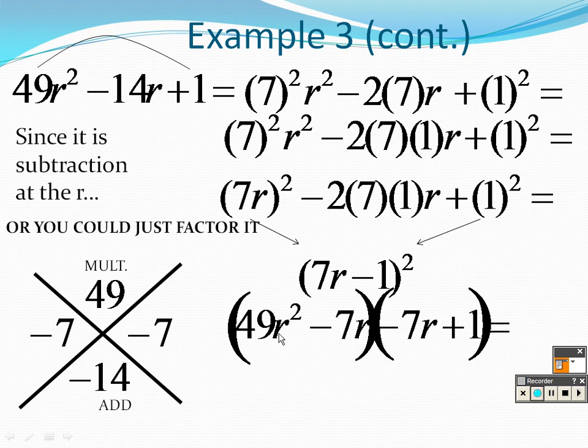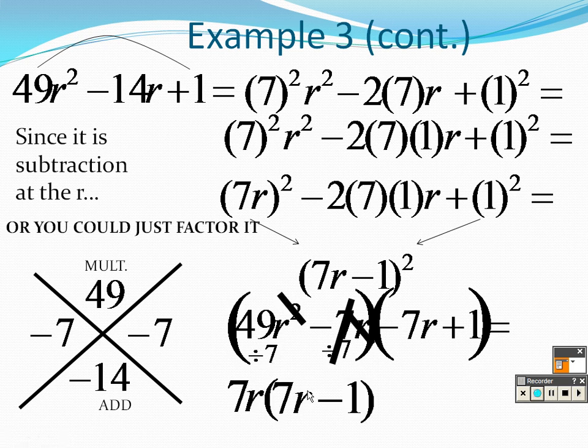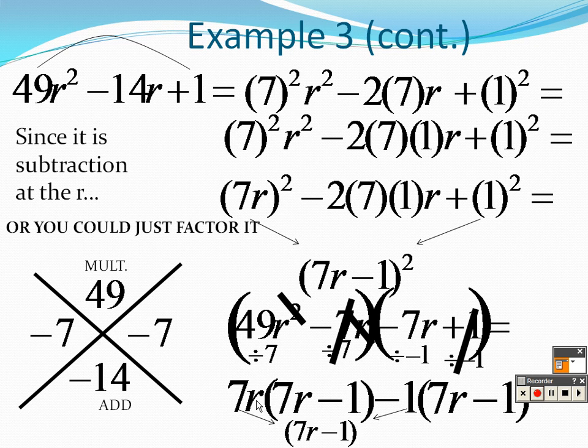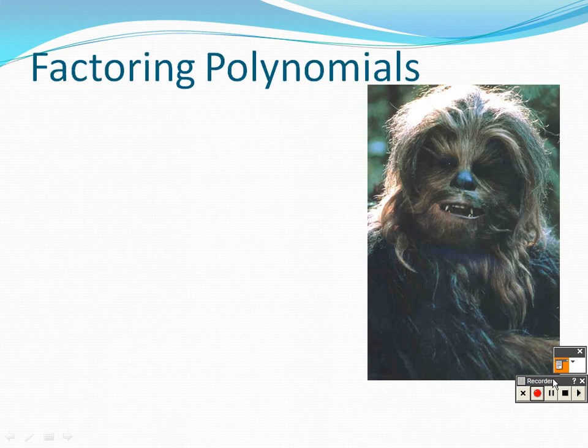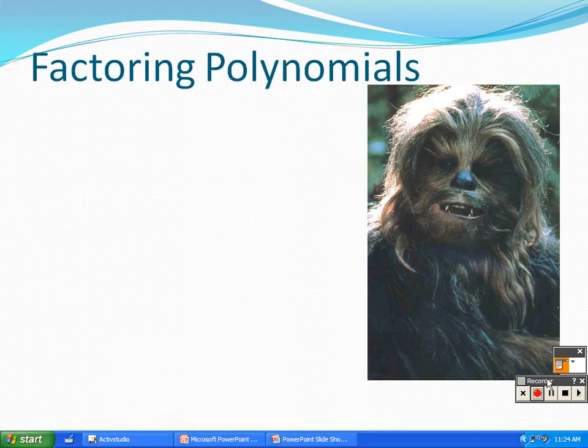I could take a 7 out of this, and I could take an r out of it to leave me with 7r and 7r minus 1. And I could take a negative 1 out of both of these. The reason I take a negative 1 out is because I want it to look like this factor. So you end up with a 7r minus 1 and a 7r minus 1, which is 7r minus 1 squared. So just something to keep in mind. And when we come back here, we will factor some more polynomials.